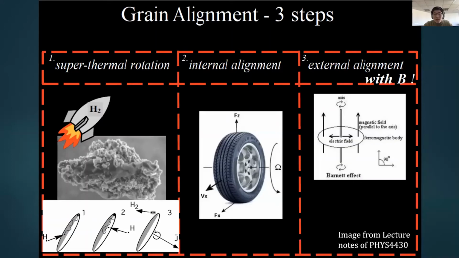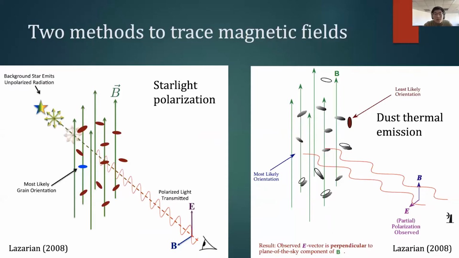As I showed in this figure, not all the dust grains are perpendicular to the magnetic field. Of course, there are some typical dust grains not aligned with the B field very well. But the most likely orientation is aligned with the B field. Yeah. Okay. Thank you.